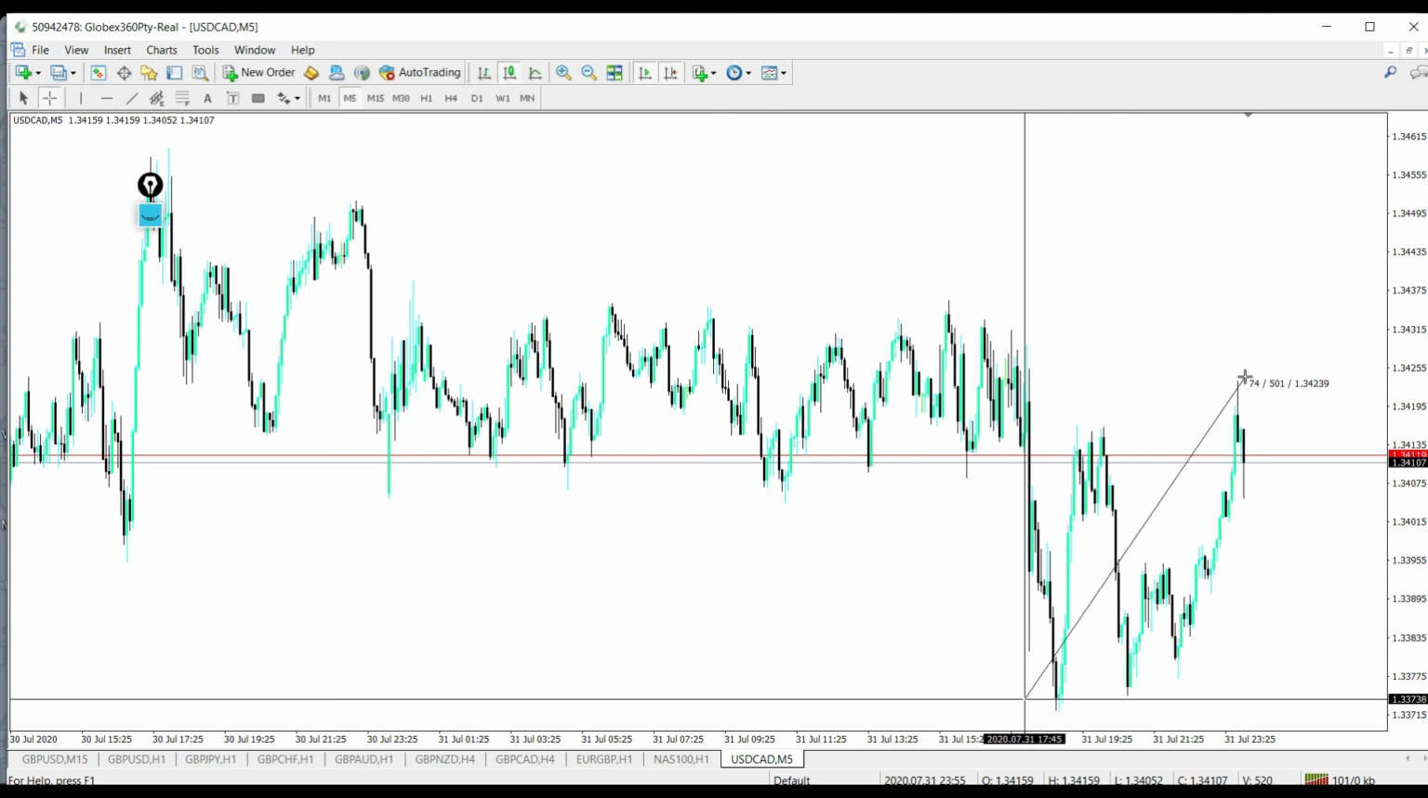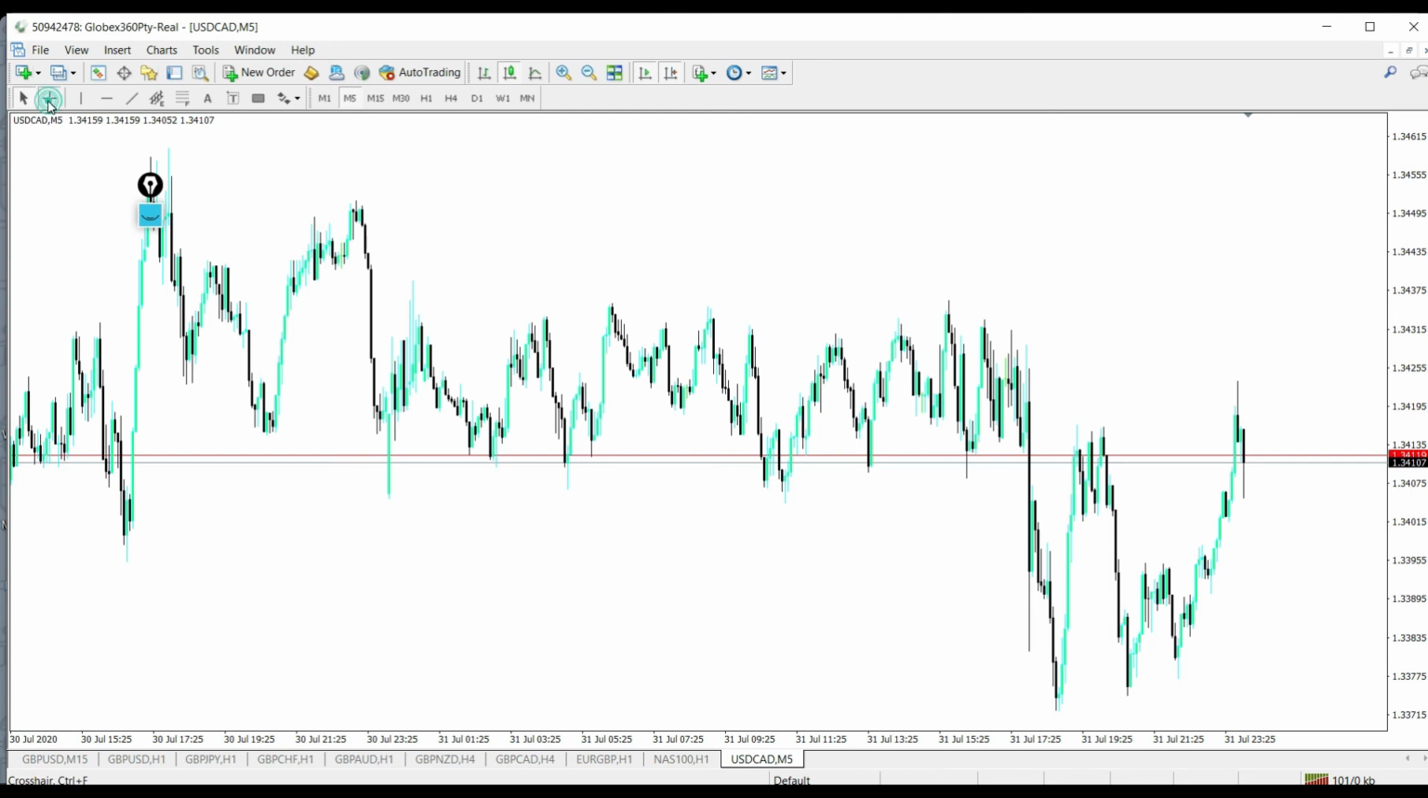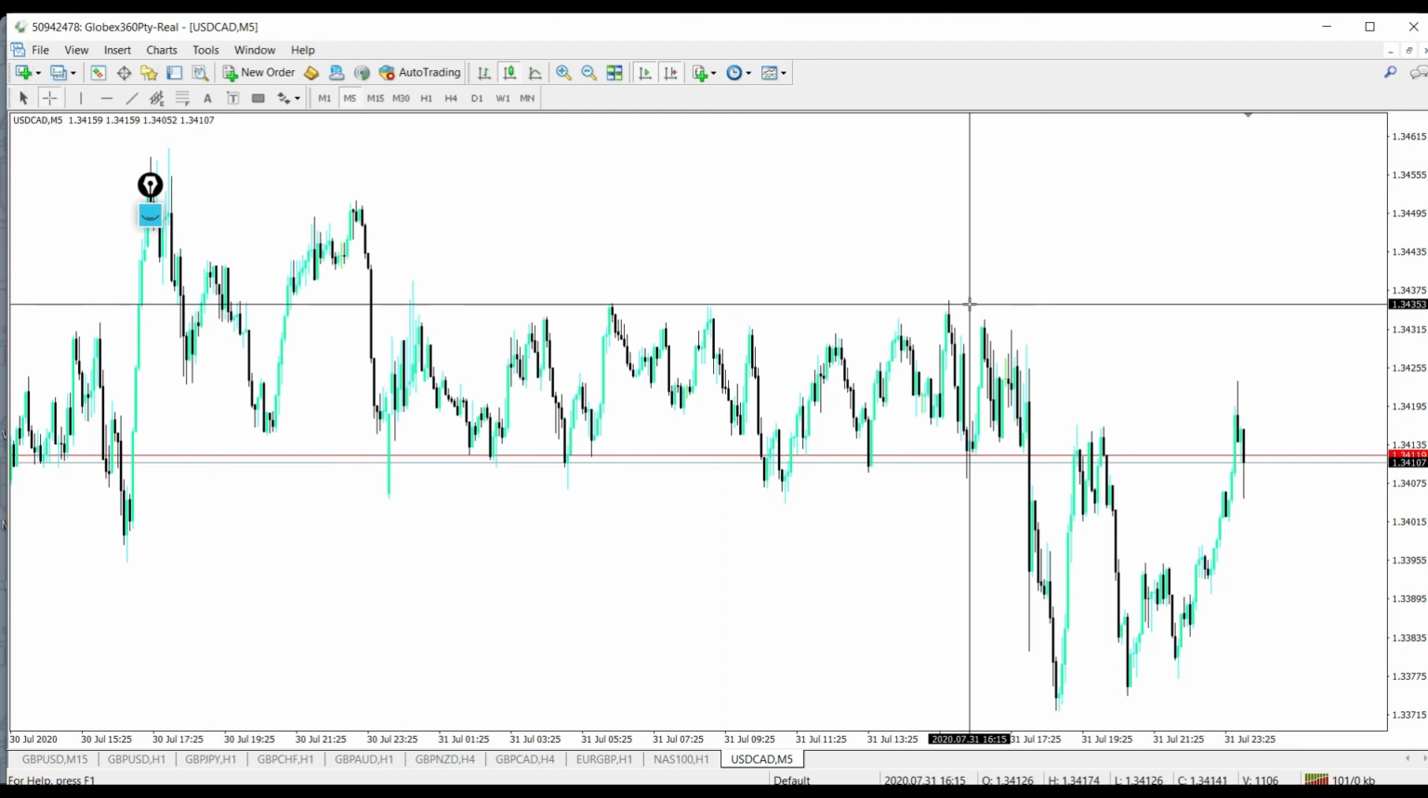Remember, you go to the cross there, put it wherever you want, left click your mouse, hold, and start moving your mouse to wherever you want it. And you have about 613 points. That's 61 pips. You already know how to calculate these things. So it's just that simple, guys. That's how you calculate your pips.